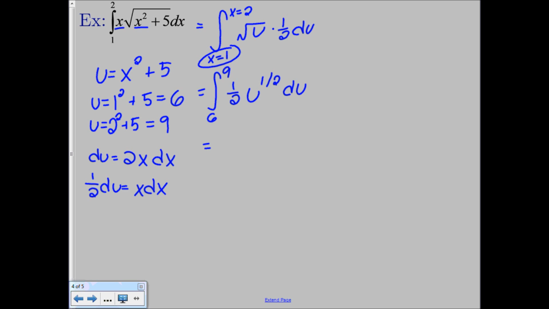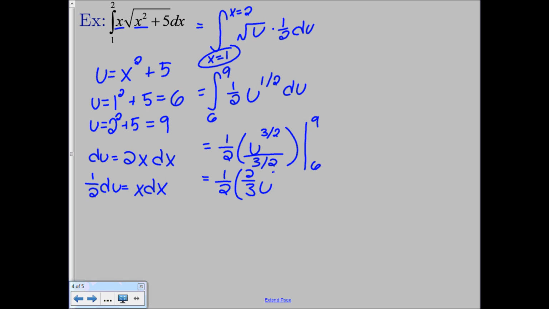So now if I integrate, I'm going to get 1/2 times u to the 3/2 over 3/2, all evaluated from 6 to 9, which is going to give me 1/2 times 2/3 u to the 3/2, evaluated from 6 to 9. If we simplify those coefficients, the 1/2 is going to cancel with the 2, so we're going to get 1/3 u to the 3/2, evaluated from 6 to 9.